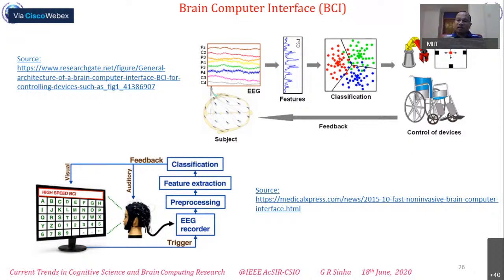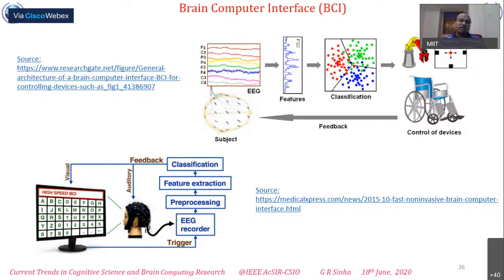Based on that, the appropriate commands are generated, and based on the commands, different devices can be controlled. So the brain is thinking something, the human being wants to perform something, to switch on, to switch off, to move something, to move left or right. The computer interprets it with the help of BCI and machine learning, and accordingly the command is generated, and that command makes the device or the equipment or the system move and operate. So that's the area called brain computer interface.